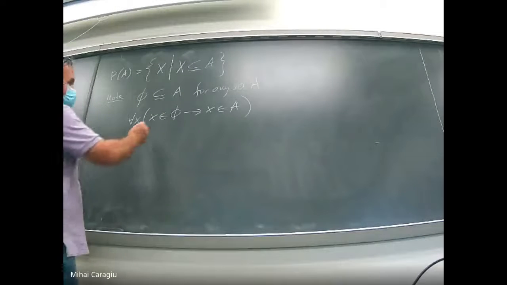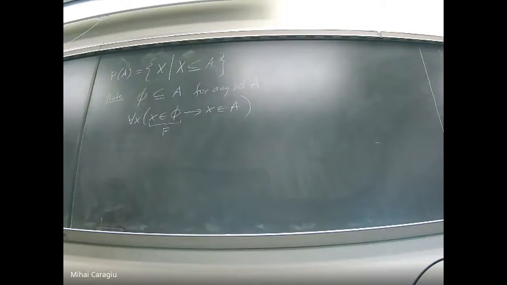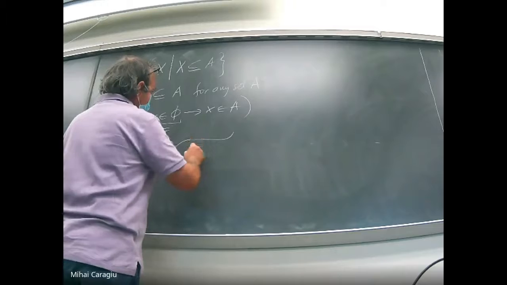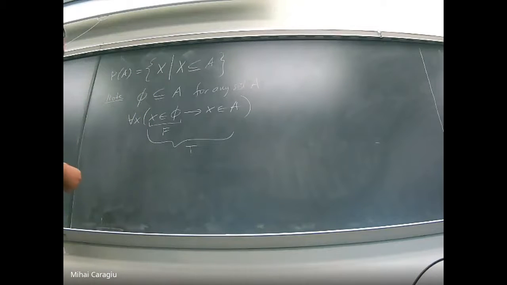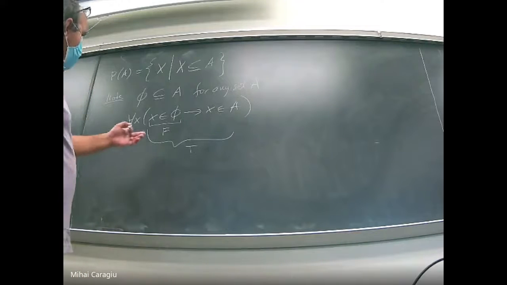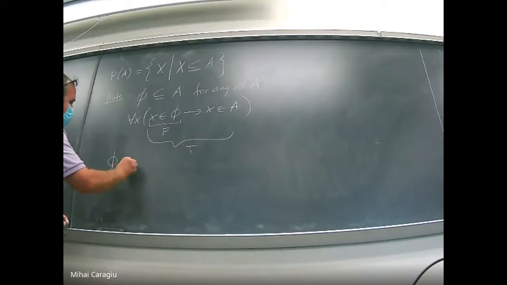But in this implication, the first item is false, because that's what the empty set is. It has nothing in it. It's an empty set. So because this is false, the full implication is true. The only possibility for an implication to be false is if true would imply false. So truth leads only to truth. Truth can never imply false. But false can imply everything, including truth. So the empty set is a subset of every set, and therefore the empty set belongs to the power set.